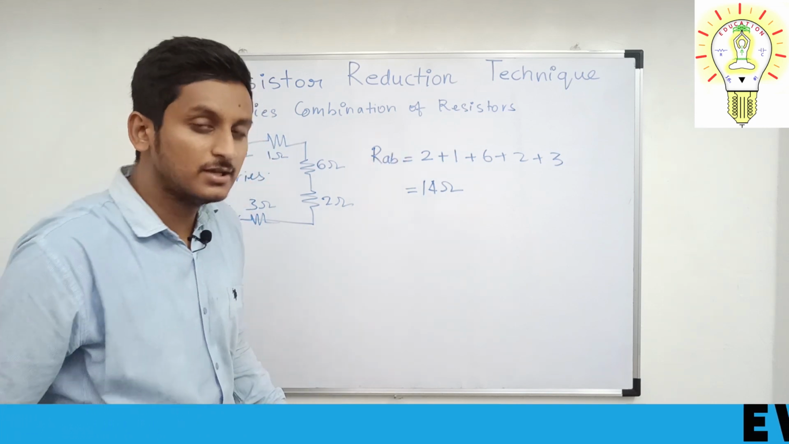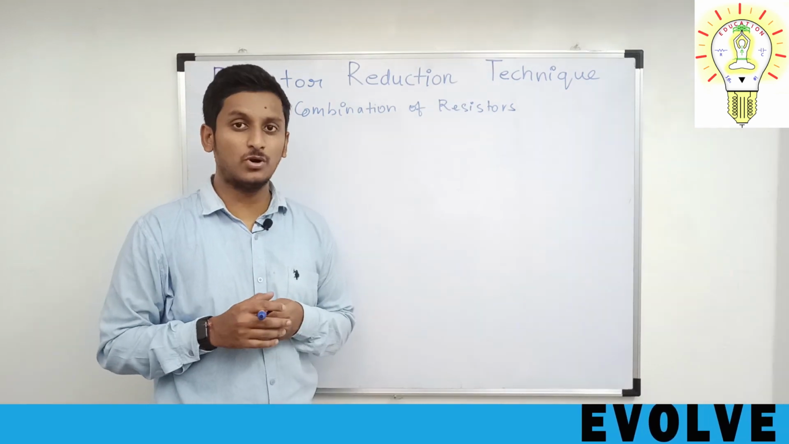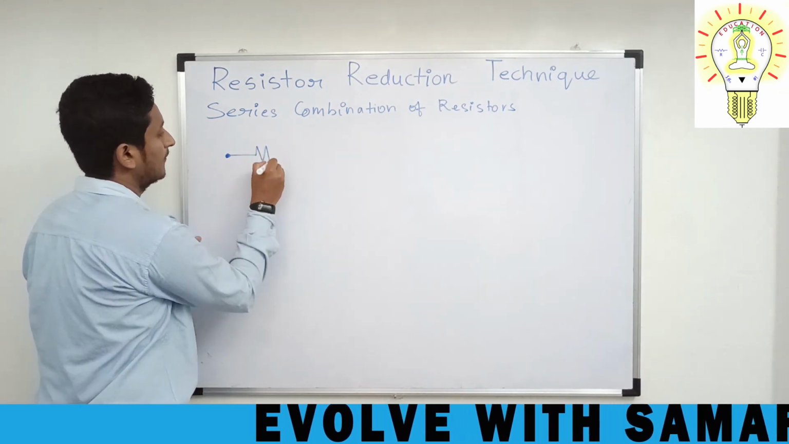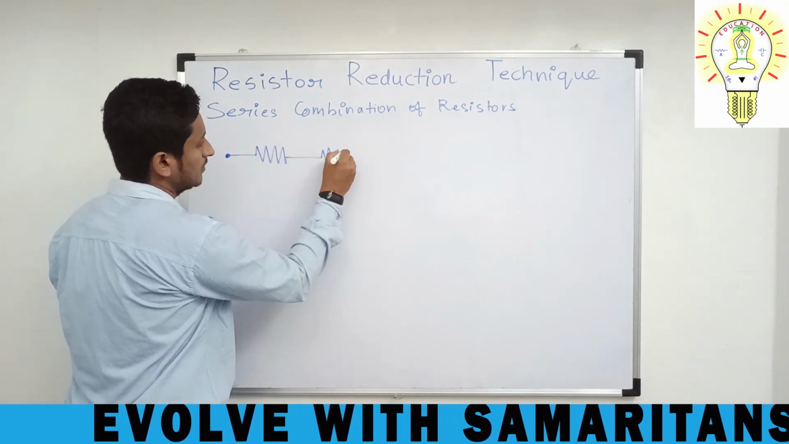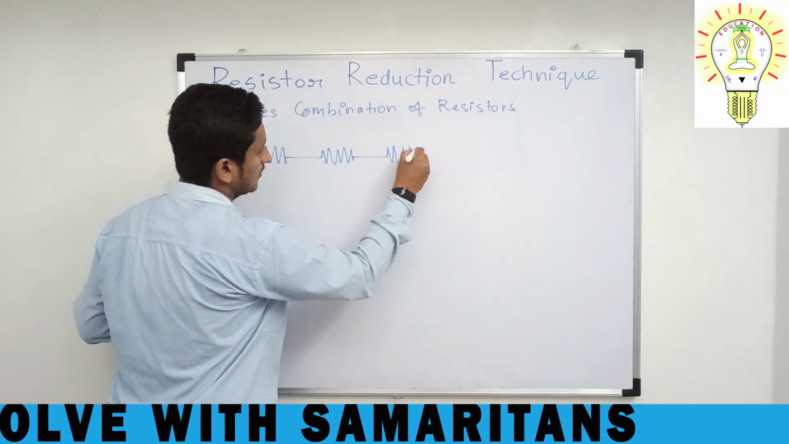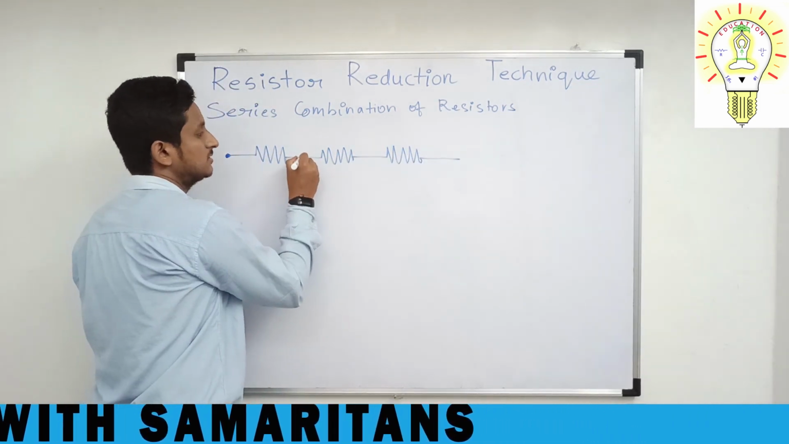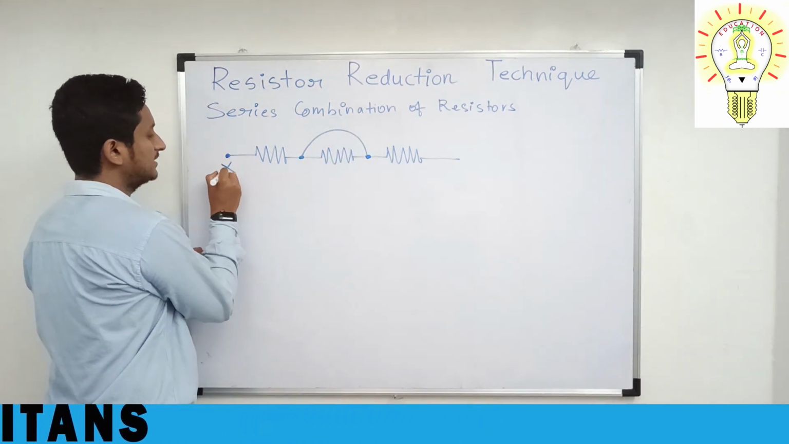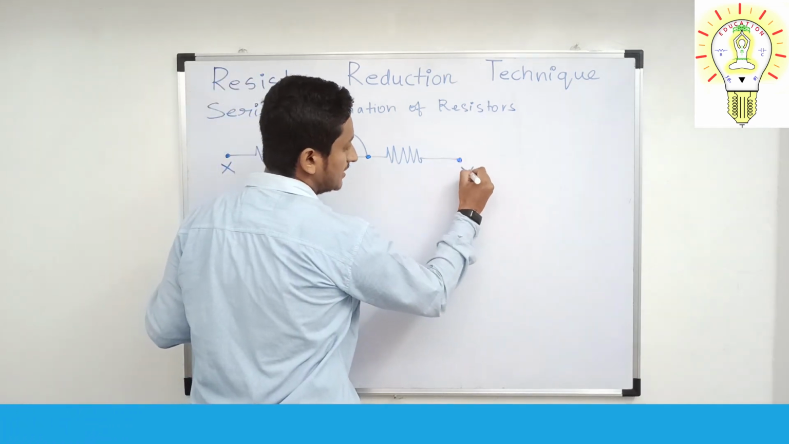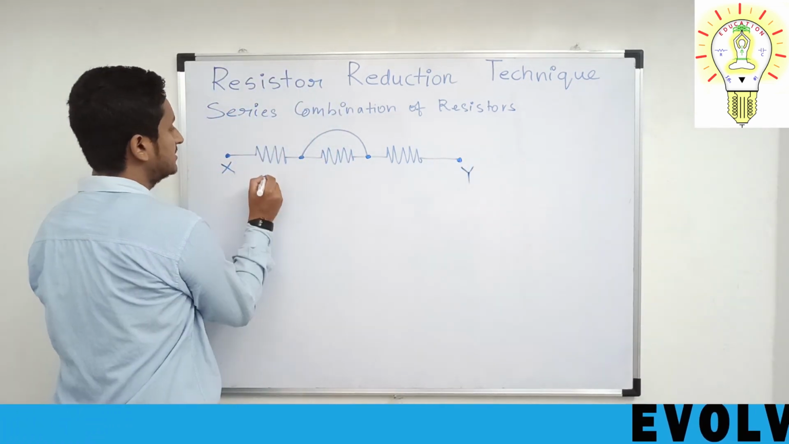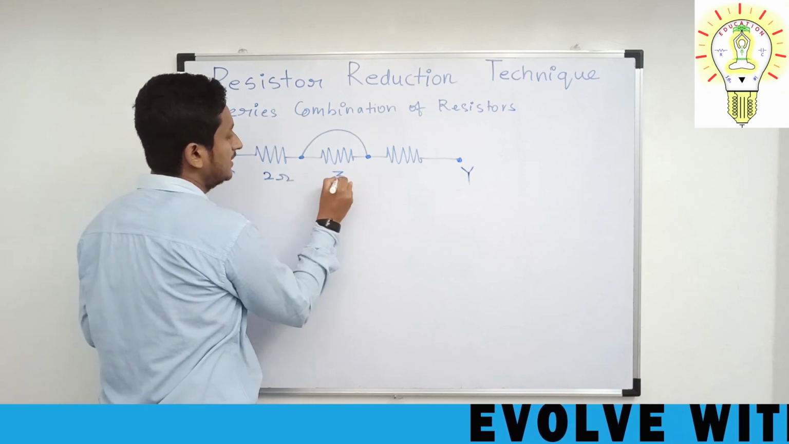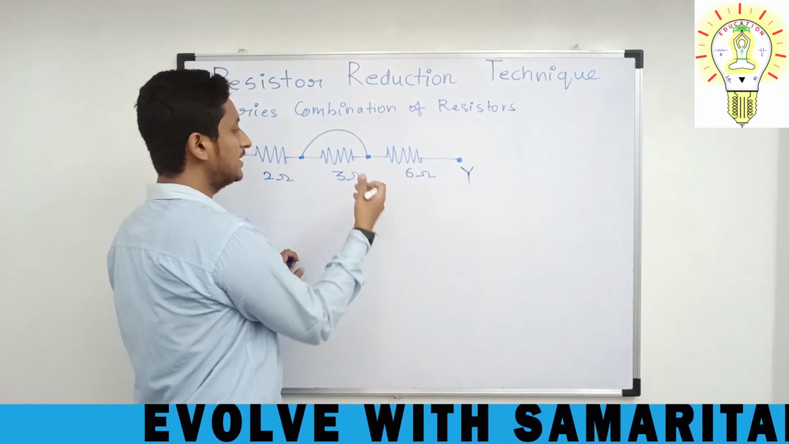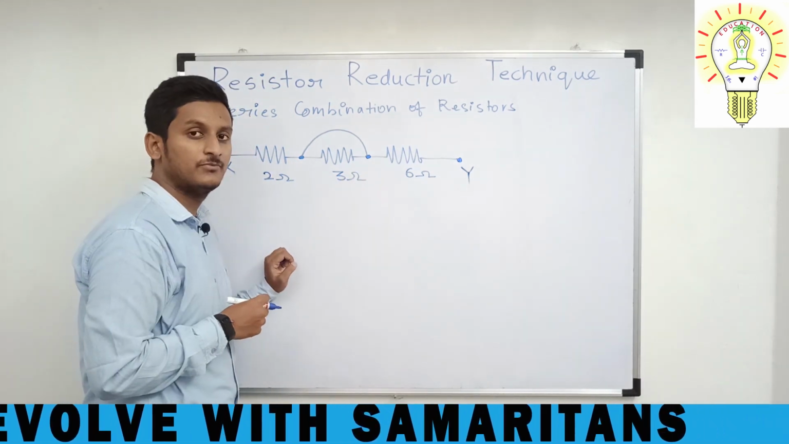Now let us go for the next concept. The next concept is very important. Please look at this carefully. If I take this as X and this as Y, and I name the resistors 2 ohms, 3 ohms, 6 ohms, alright? Now, what will be the equivalent resistance? Just try it out.